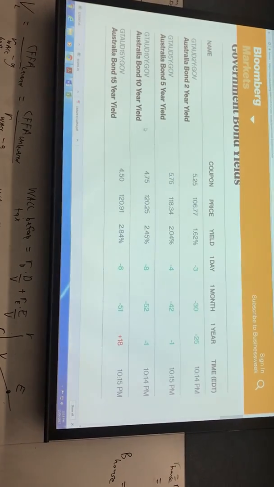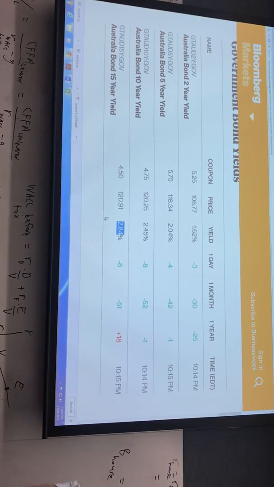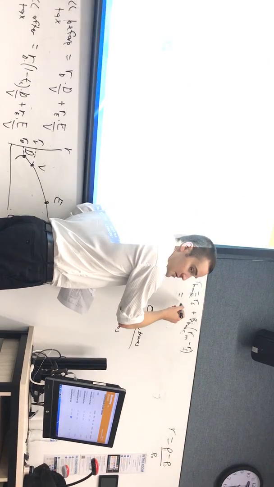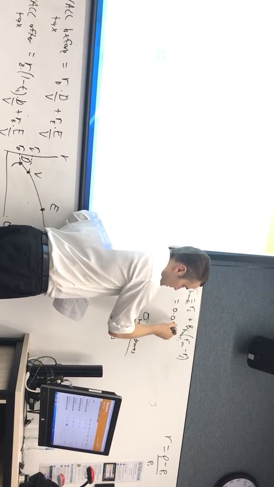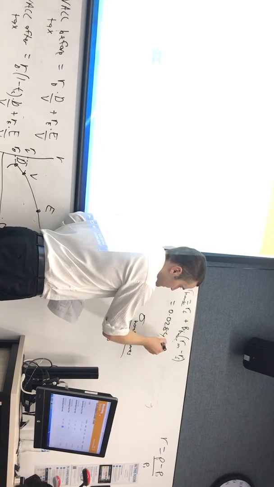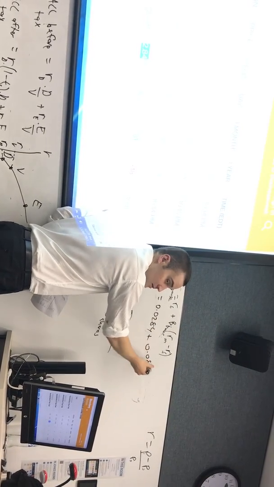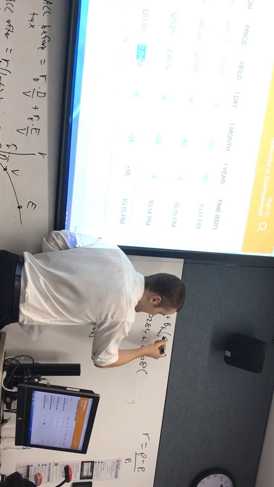There it is. Guys, the long-term government bond yield, that's another question in your assignment. 2.84% at the moment. What's 2.84% as a decimal? 0.0284. Excellent. Plus the beta from our spreadsheet, it's 0.08, isn't it? Times RM minus RF. Now this is called the market risk premium.